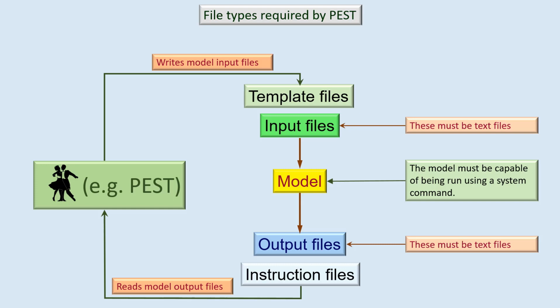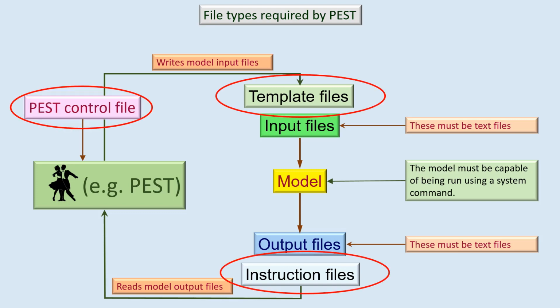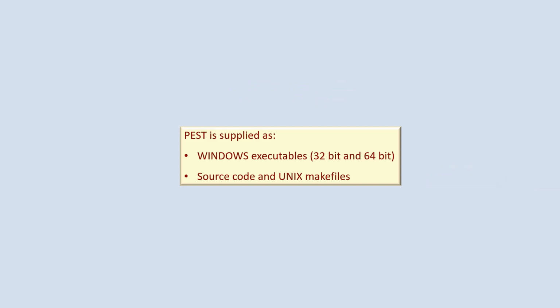PEST requires 3 types of input file. We've mentioned template and instruction files. The third type is the PEST control file. This is the file that tells PEST what to do and specifies variables which govern the implementation of its inversion algorithm. PEST is supplied as a set of Windows executables. Alternatively, source code and Unix makefiles can also be supplied so that it can be compiled for use on a Linux cluster, for example.